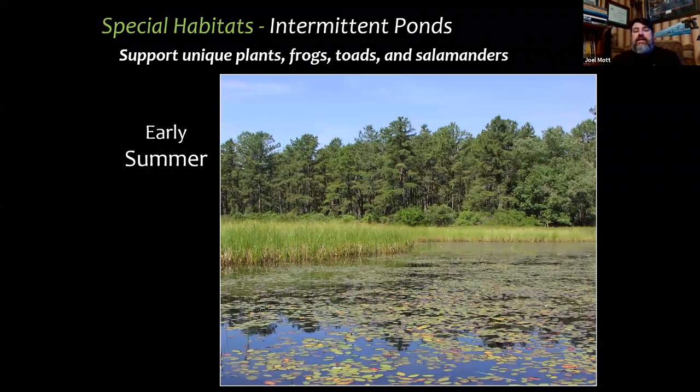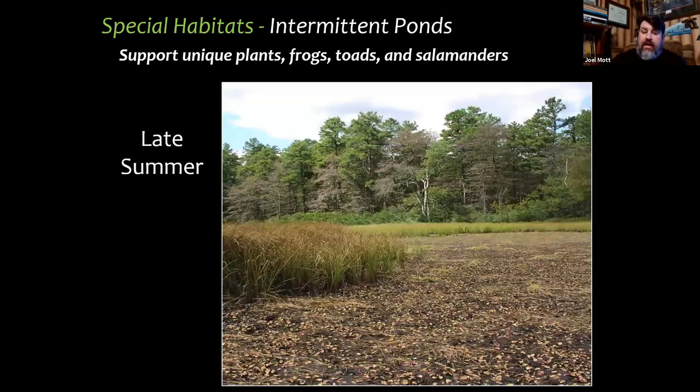Another really important place is intermittent ponds. There's not a lot of natural lakes in the Pinelands, but there's thousands of these intermittent ponds. So this might be early summer. I would say this picture probably is in May or June. And then this picture here is in August. So what generally happens is the ponds fill up when the water table is high, like now. And then as the year progresses, those ponds slowly start to drain. And then some of them go completely dry by late summer.